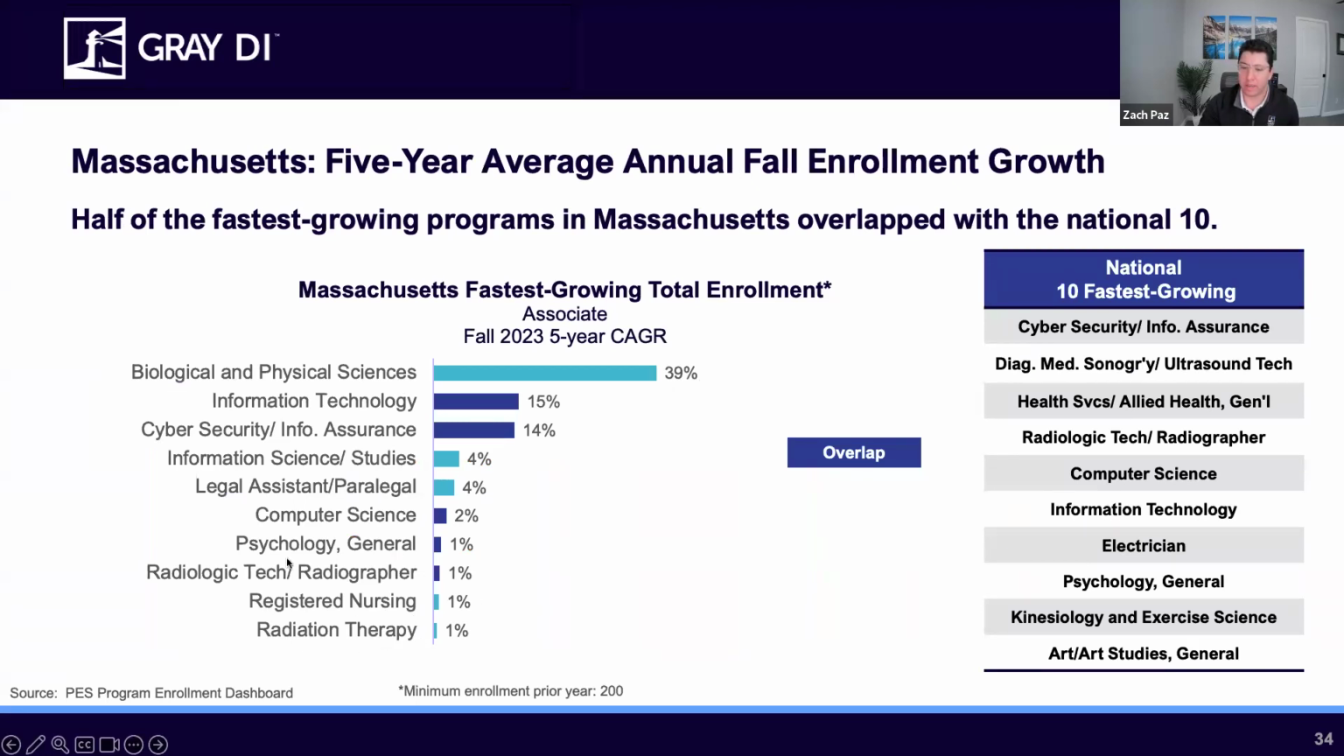Registered nurse has had such a boom. In the previous years, it's actually been hard to see it show up as fast growing because it ballooned from what I saw. It ballooned in the last couple of years, and so to continue that growth rate would be pretty amazing.